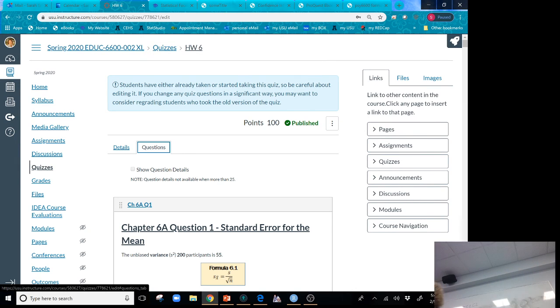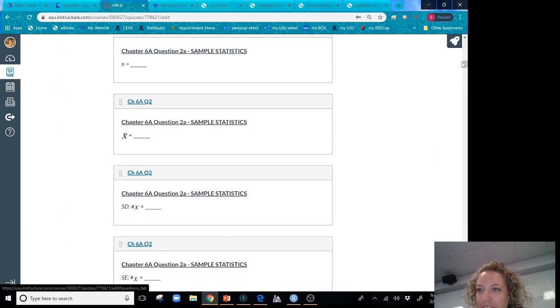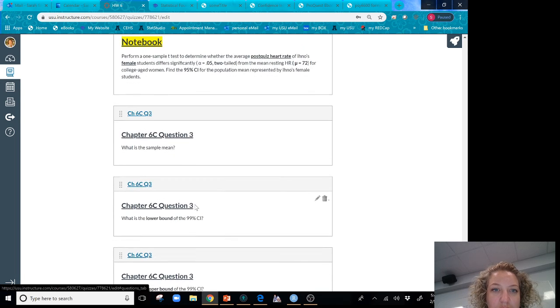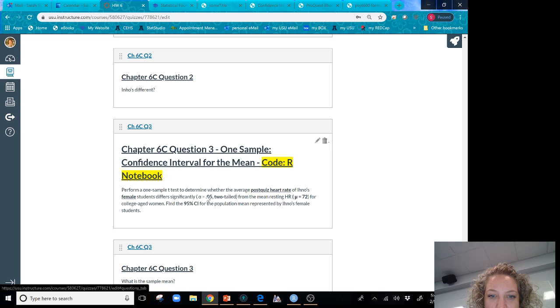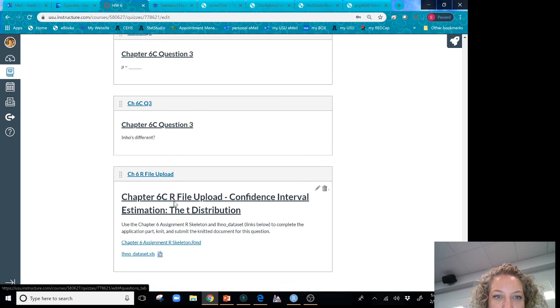So see the message up here. It says students are already taking this, they will be judged on the version it was when they started. Okay, so it's way down here at the end, right? Right here it says 95. Is it this one? Yep, but then if you go down a couple questions, it says what's the lower bound and upper bound?